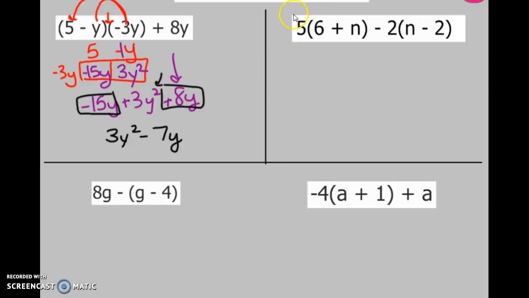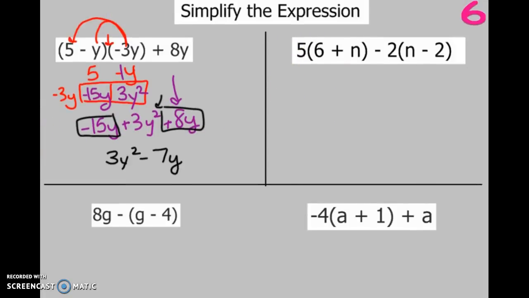Here is part 2. We're going to continue on with our notes on slide 6. This one has two sets of parentheses, so we need to distribute both of these. 5 times 6 is 30. 5 times n is just 5n. Then this one we're multiplying as well.